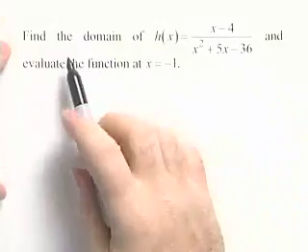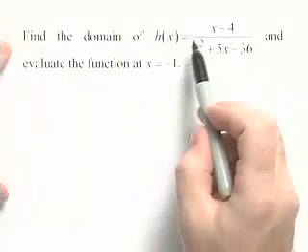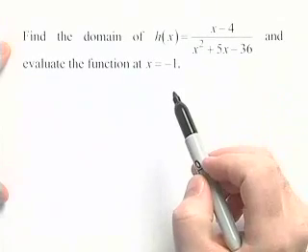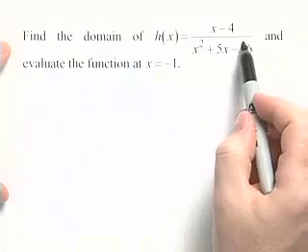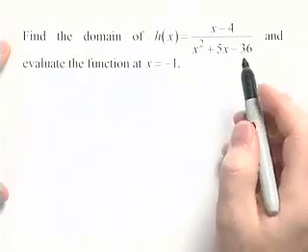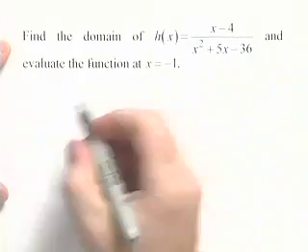For this problem, we're going to again find the domain of a function and then evaluate the function at a given value. We want to find the domain of the function h of x equals x minus 4 divided by x squared plus 5x minus 36. The only thing we need to worry about here is this denominator because we cannot divide by 0. So we want to find out where the denominator equals 0.